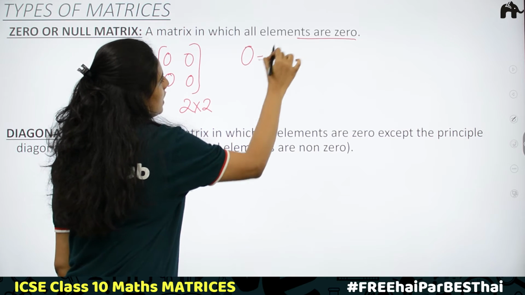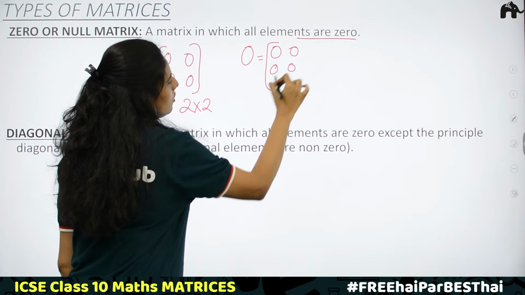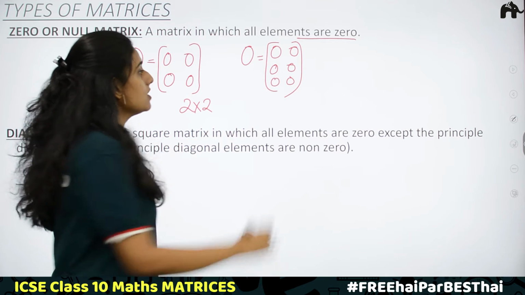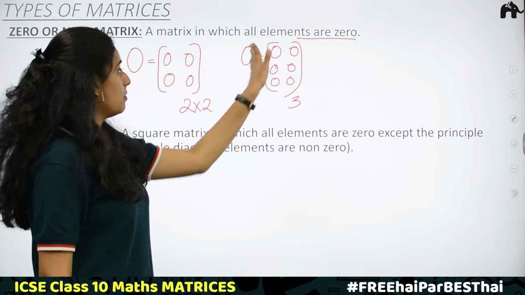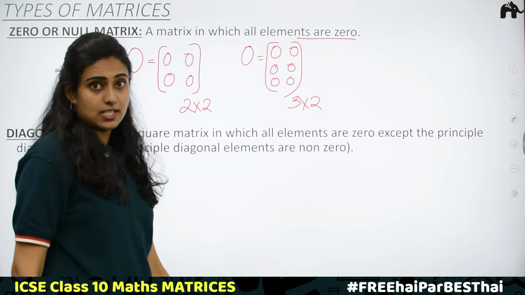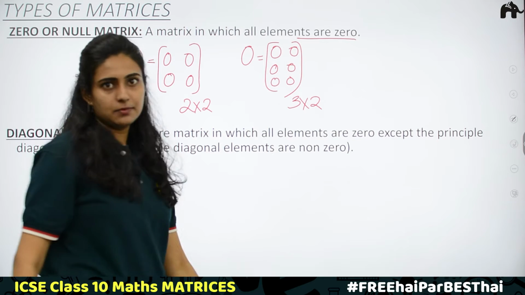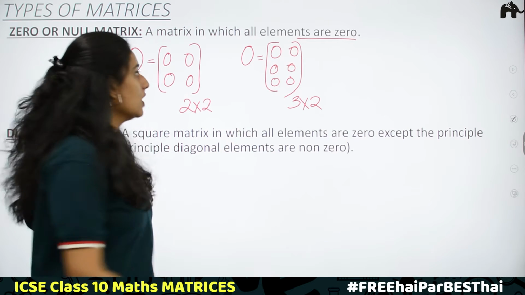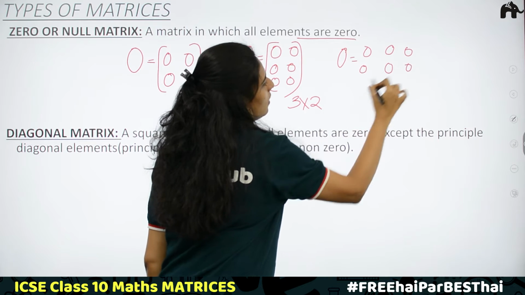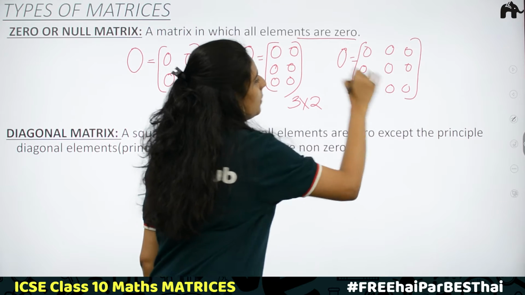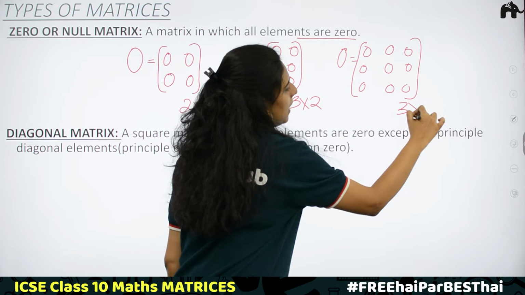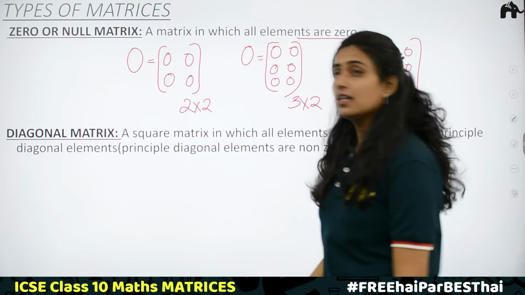Then, O is equal to 0, 0, 0, 0, 0, 0. This is again a null matrix. What is the order in this case? Here the number of rows is 3 rows and the number of columns are 2 columns. 3 by 2 null matrix or 0 matrix. Null means empty. The elements are empty, right? Empty in the sense we are using 0 to represent the elements. Then O is equal to 0, 0, 0, 0, 0, 0, 0, 0, 0. This is again a 0 matrix or null matrix of order 3 rows, 3 columns. Therefore, 3 by 3. 3 by 3 null matrix or 0 matrix.